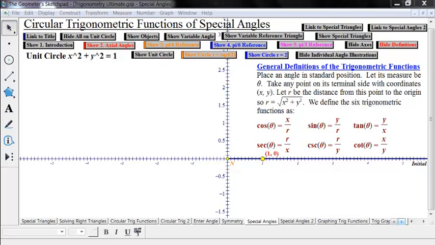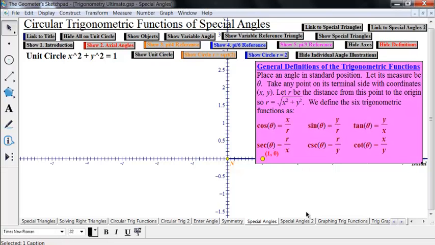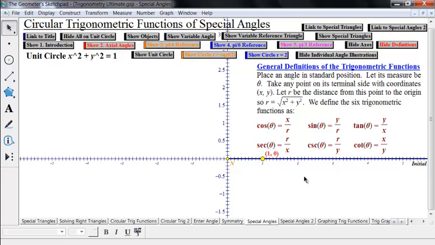Okay, this is our next video talking about finding circular trigonometric functions of certain special angles. And remember, once again, you need to memorize these definitions for trigonometric functions. And notice that if we know x, y, and r of any point on the terminal ray, we can use these definitions to find the trig functions where they are defined.